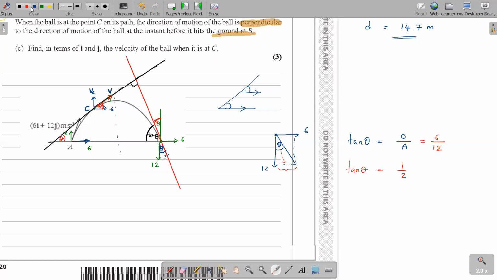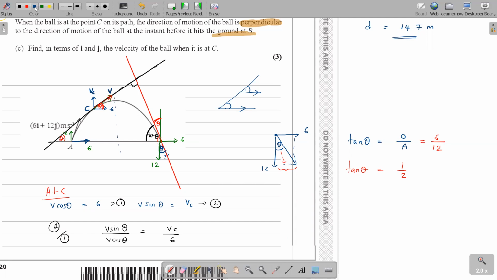Let's take the speed components here. At C, the resultant velocity cos theta gives me 6. The resultant velocity sin theta gives me the vertical component, VC. Do you agree? Resultant velocity cos theta gives the horizontal component 6, and resultant velocity sin theta gives the vertical component VC. So I take these two and divide them: V sin theta divided by V cos theta equals VC over 6.